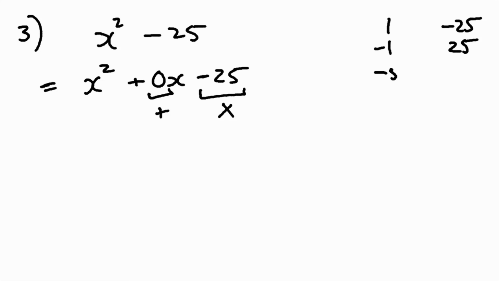But we can also have -5 and 5. So which pair adds together to give you 0? It will be -5 and 5. So these are our values that will go inside our bracket.